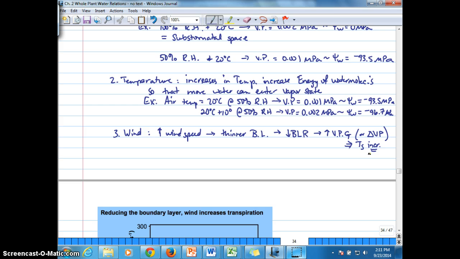So then you could just apply the opposite. Lower the wind speed, or the stiller the air, the thicker the boundary layer, and therefore the larger the boundary layer resistance. It's more resistance for water vapor to pass out into the atmosphere. So if we have a higher boundary layer resistance, then there is a less steep vapor pressure gradient, which means that transpiration rates decrease. Okay.